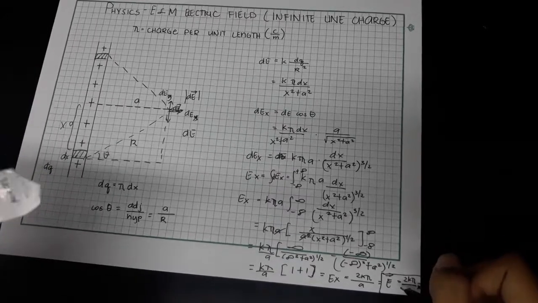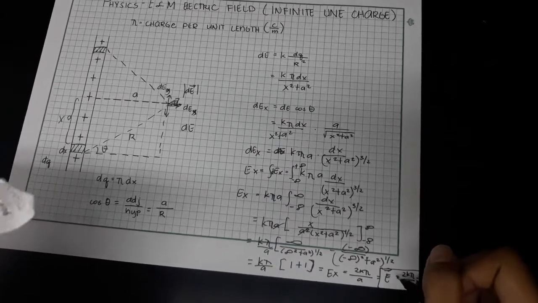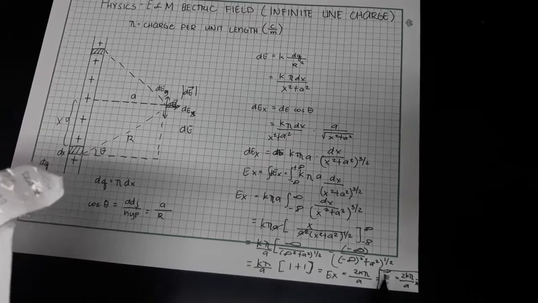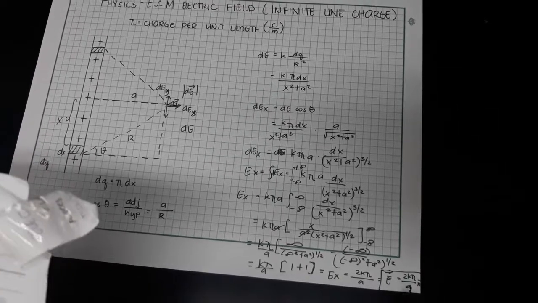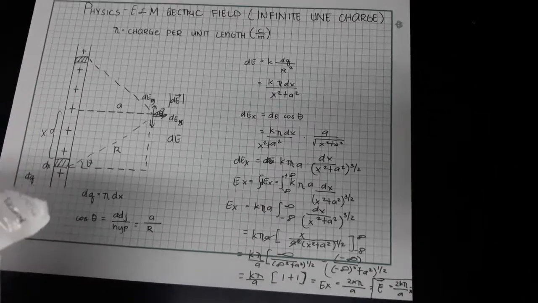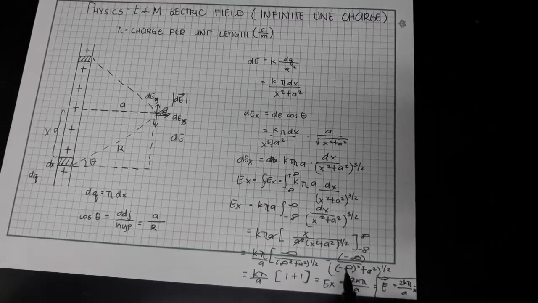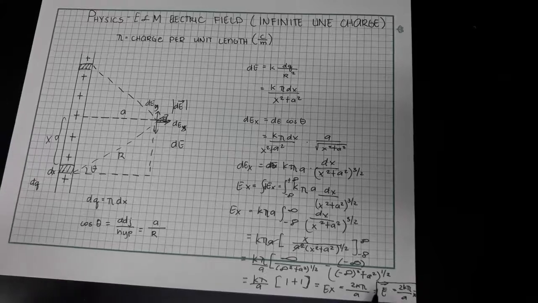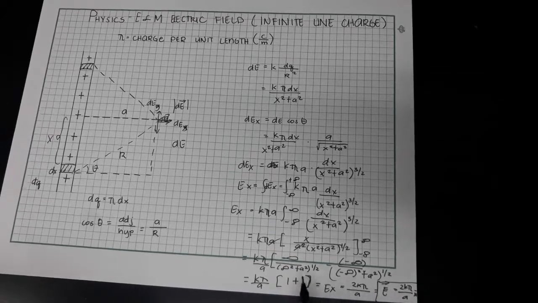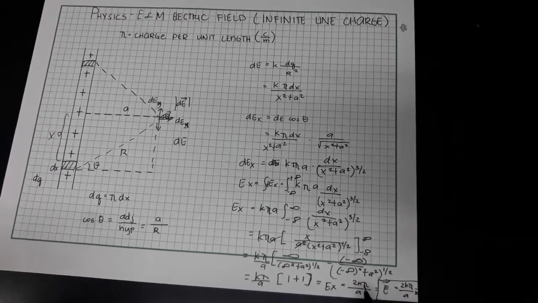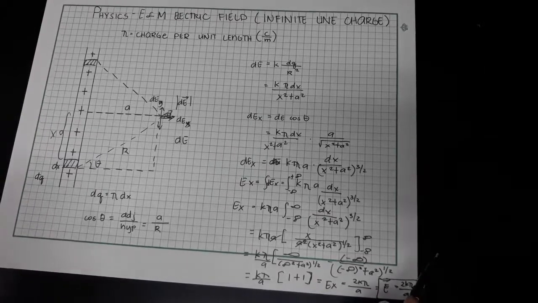And that is the magnitude, and it would be the total electric field at this location, and the vector looks like this: twice the constant k times the linear charge density divided by the distance away from that line. And that's the way to find the electric field of the infinite line of charge.